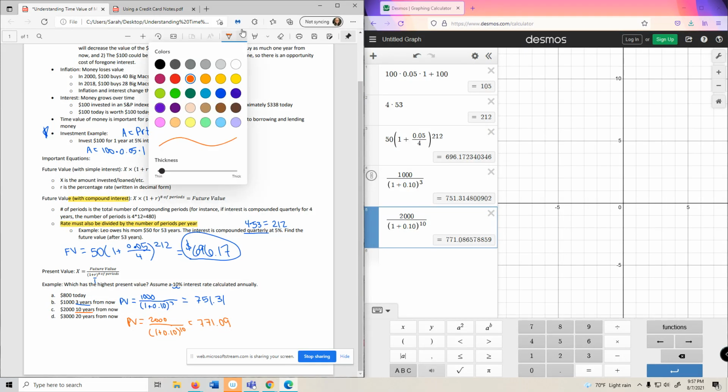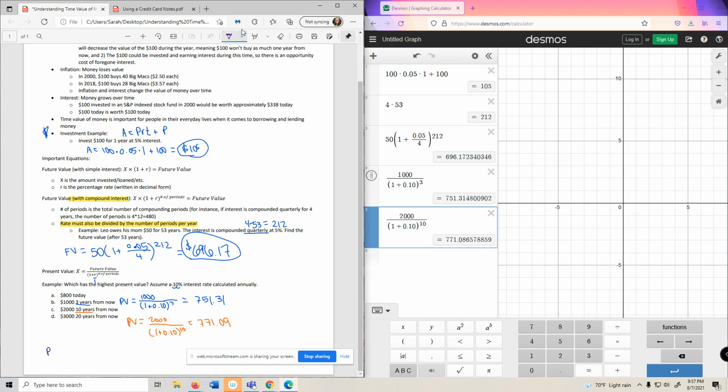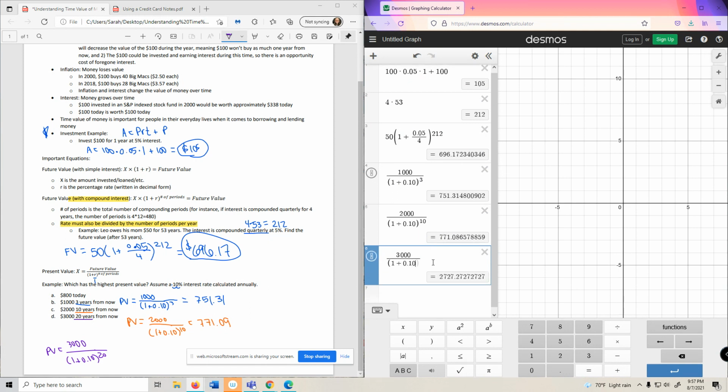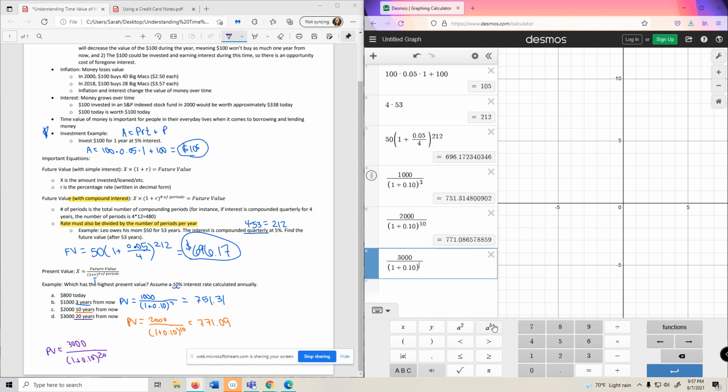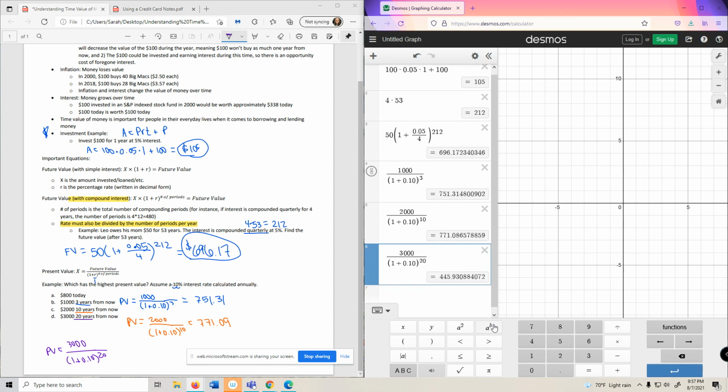And then the last one, $3,000 20 years from now, same idea. 3,000 up top divided by 1 plus 0.10. Since it's 20 years, 20 will be our exponent. So division, 3,000 divided by 1 plus 0.10. Close your parentheses. A to the B for your exponent. This time it's 20. That gives us $445.93 when we round. So out of these, the one with the highest present value is $800 today.